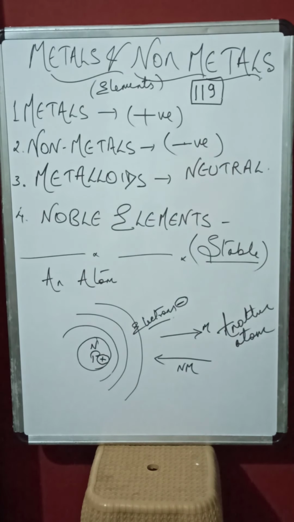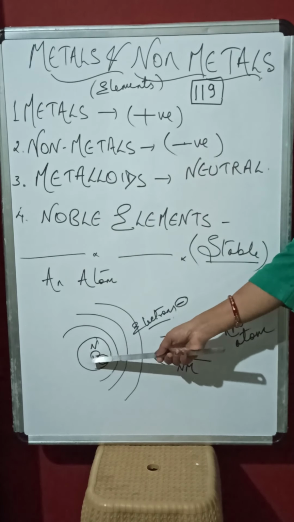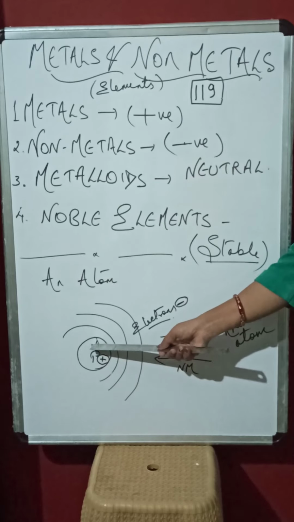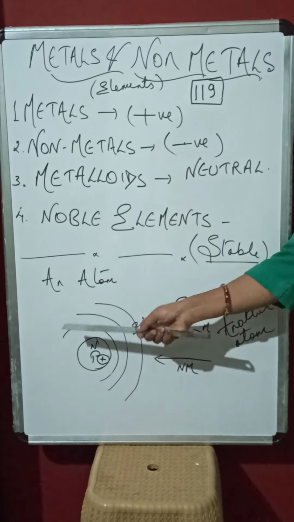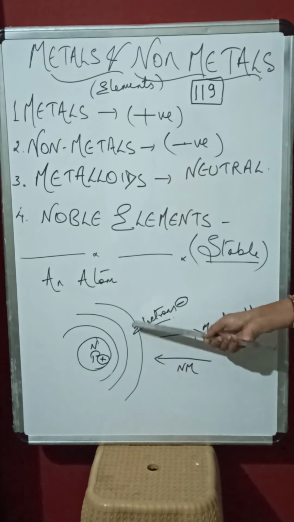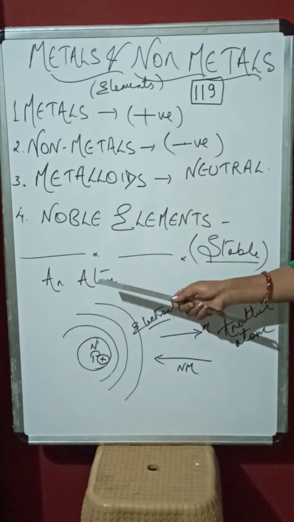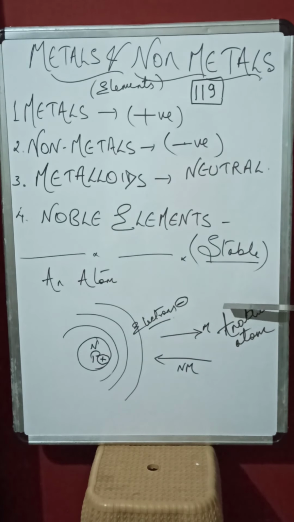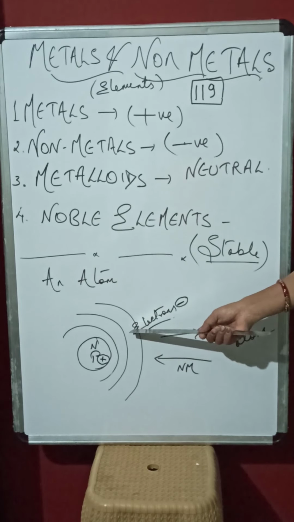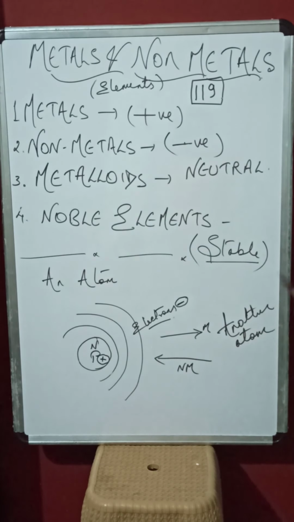So based upon the activity of the electrons, we can define any element as a metal or non-metal or metalloid. Now, what happens actually? The protons and the neutrons remain stationary inside the nucleus, whereas the electrons keep on revolving around the nucleus in any atom. When this atom of any element reacts with an atom of another element, only the electrons take part.